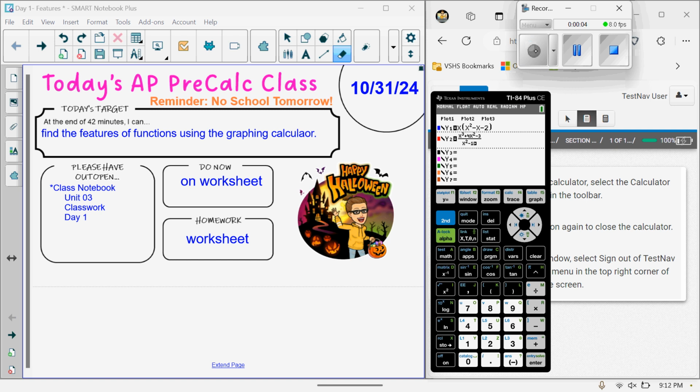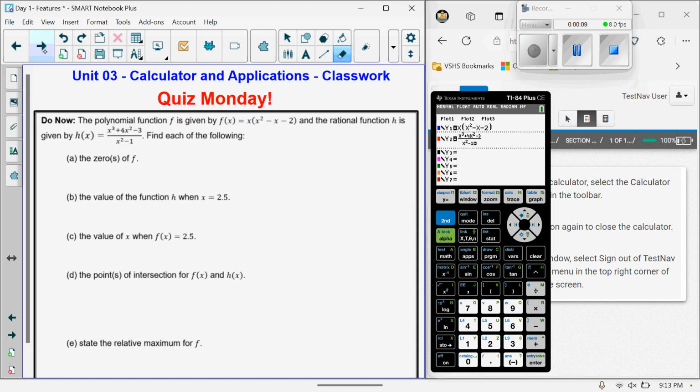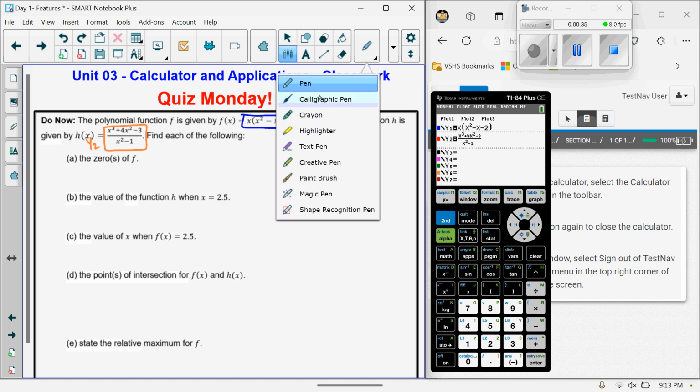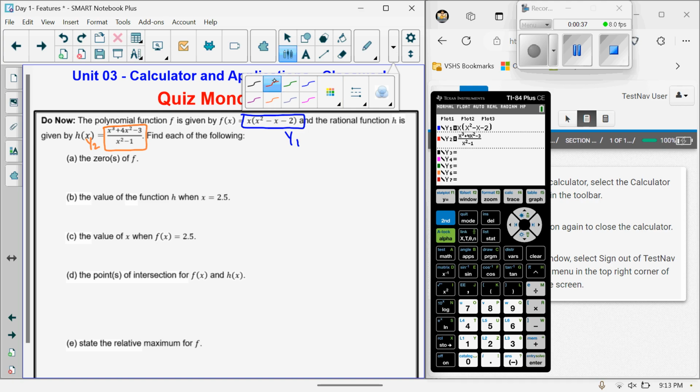Okay, so I'm going to go through the do now with you. I have my calculator open on that website that I shared with everybody. You have a calculator in front of you, hopefully, since you're in class. I already have this set up, but please make sure that you do the same as me. I'm going to put my f of x, which is my polynomial function, into y1. And then I have my rational function, h of x in y2. And I'm going to use them simultaneously.